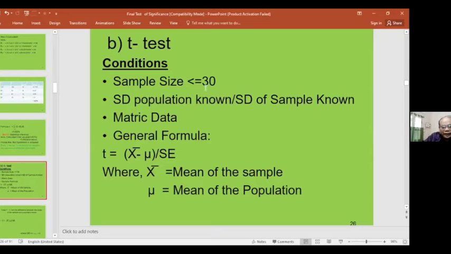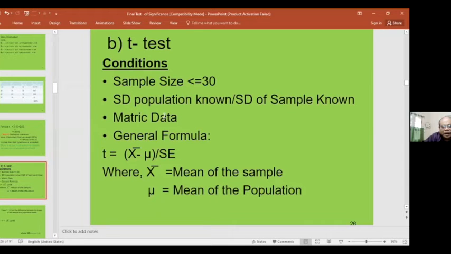Theoretically there was a sample size rule, but in SPSS, even if the sample size is greater than 30, we are applying the t-test. There is no problem. Conditionally, either you know the population standard deviation, or the standard deviation of the sample can be easily calculated. If you calculate the standard deviation of the sample, you can use that as an estimate of the standard deviation of the population. Either it is given, or you can calculate it from the sample.